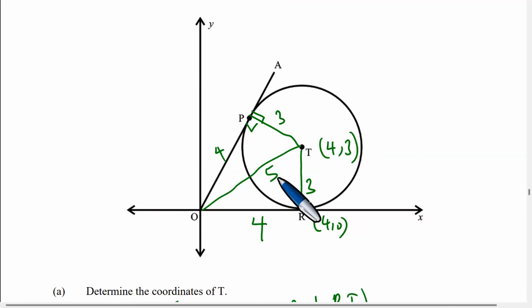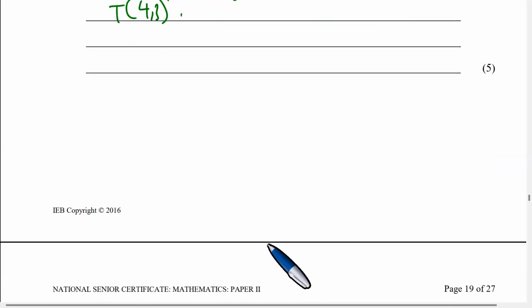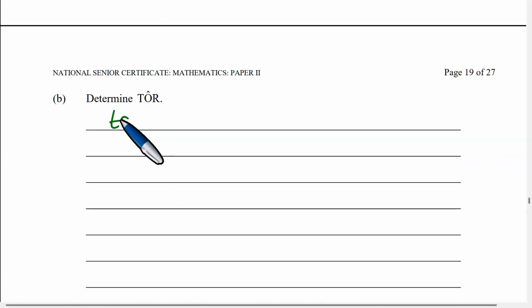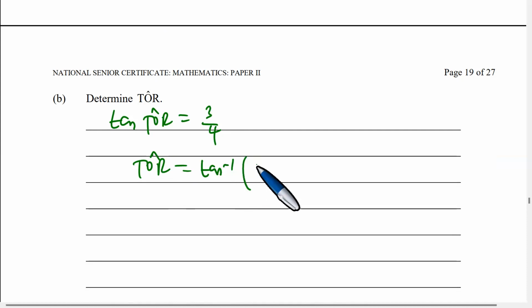Let's check. Angle TOR. What is angle TOR? So obviously we have these 3, 4, 5. The tangent of the angle TOR is the opposite over the adjacent, which is 3 over 4. The tangent of TOR is opposite over adjacent, which is arctan of 3/4.